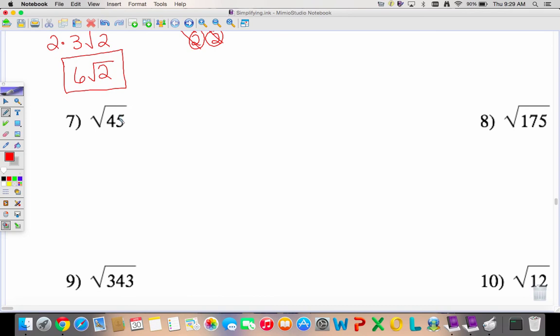All right. Number 7, we have the square root of 45. So I'm going to write down 45. Two numbers that go into 45. I can do 5 and 9.